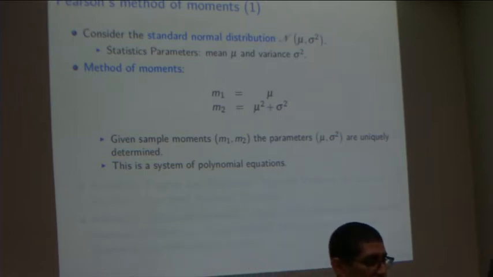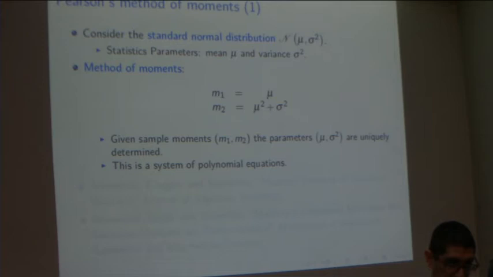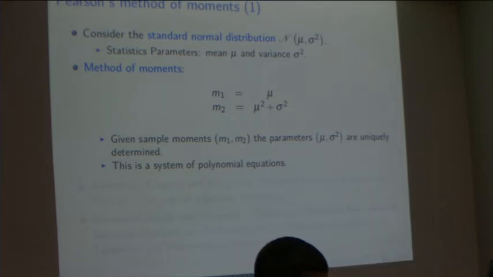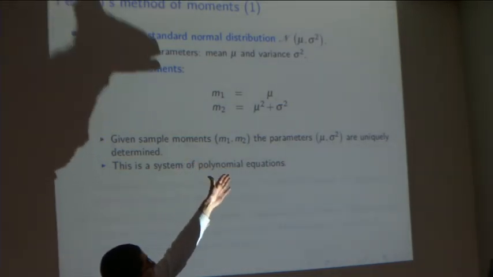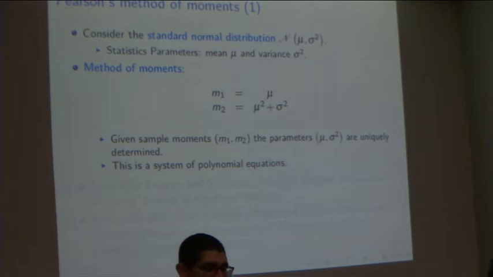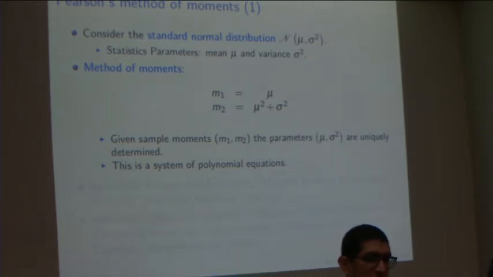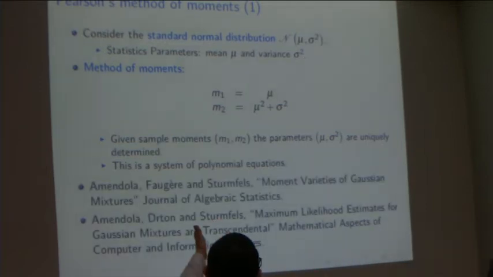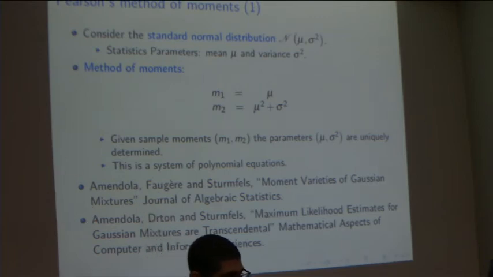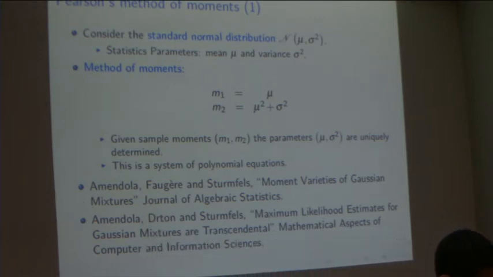So consider the standard normal distribution. It depends on the mean and the variance, so those are your statistical parameters. The method of moments says, all right, from data you extract M1 and M2, and now you solve for mu and sigma squared. So given the sample moments, this determines the parameters mu and sigma squared. The point is that this is a polynomial system, and this has been studied by Carlos, Bernd, and Fougère.